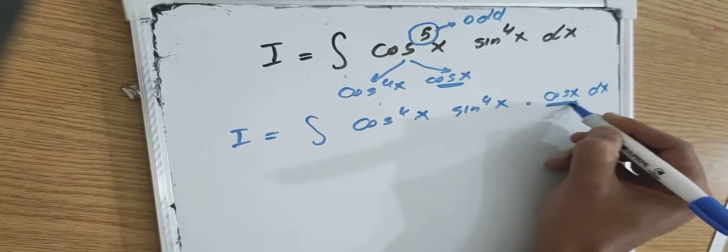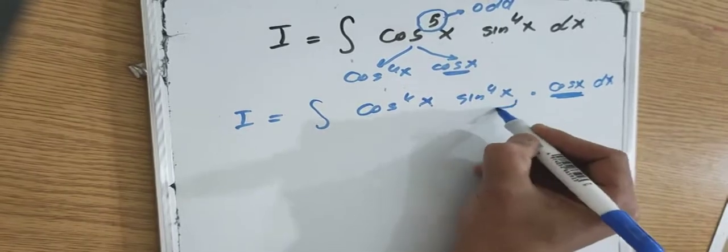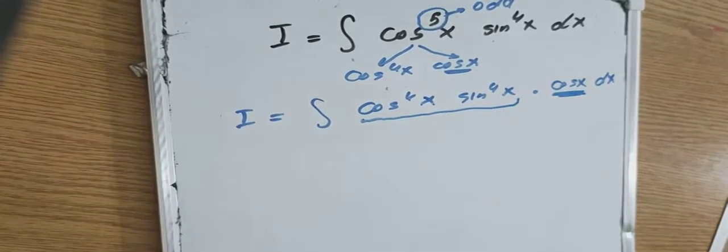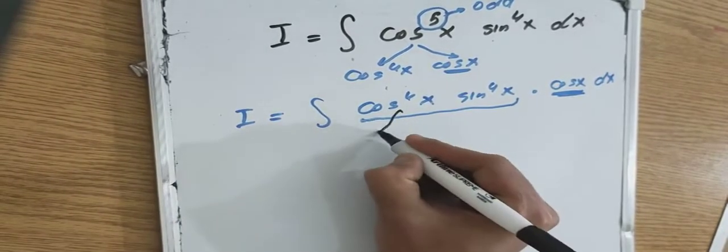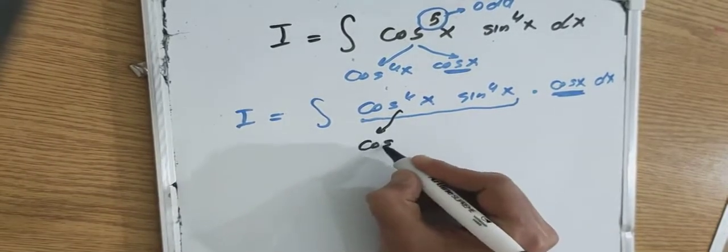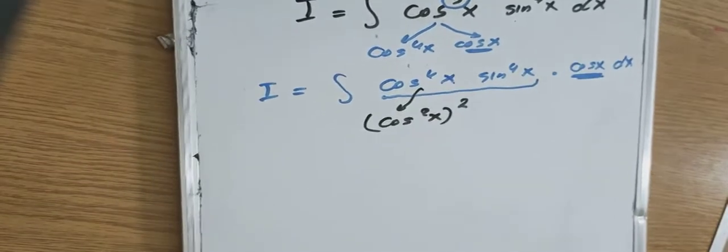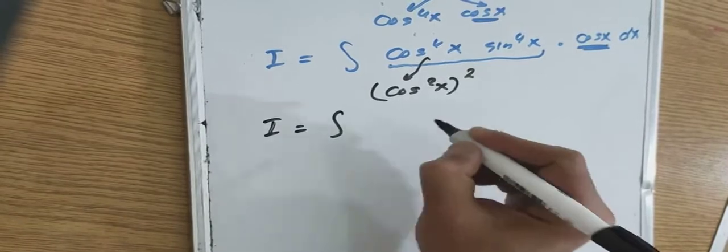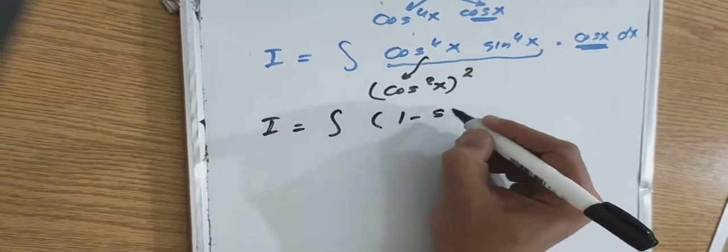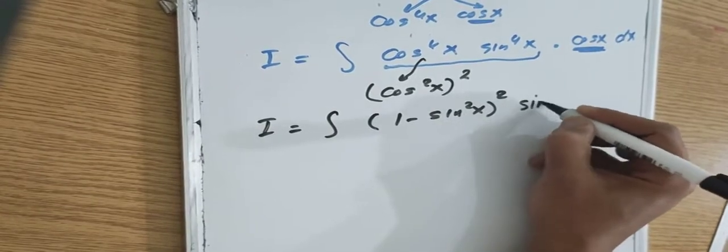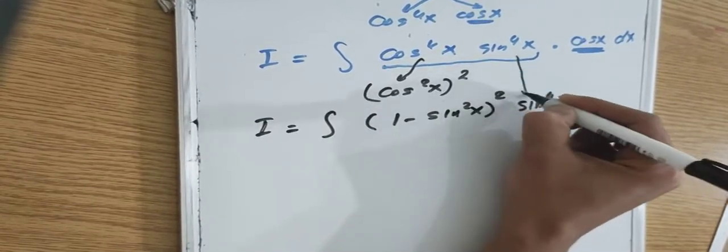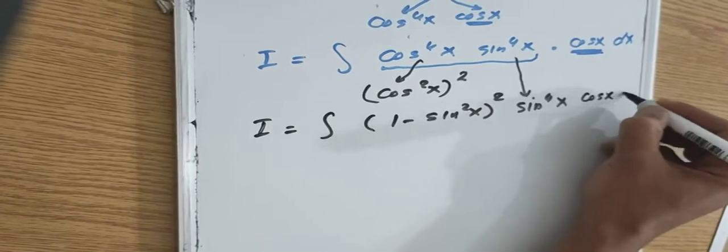Now this cosine x will be the derivative, so we need all the other terms to be sine. We need to change cosine power 4 to sine, and we can write cosine power 4 as cosine squared all squared, and changing cosine squared using the identity, it will be 1 minus sine squared all power 2 times sine power 4 times cosine x dx.